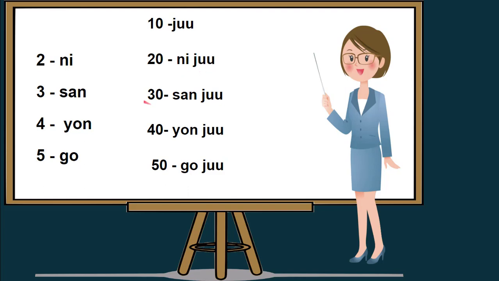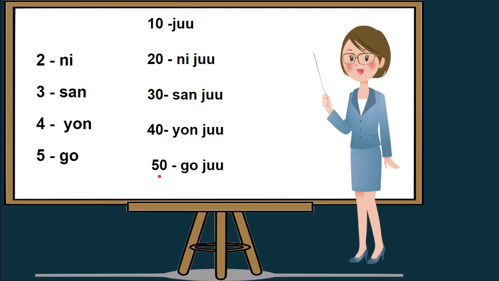30 is san and ju to make it sanju. Sanju. 40. 4 is yon and ju to make it yonju. Yonju.